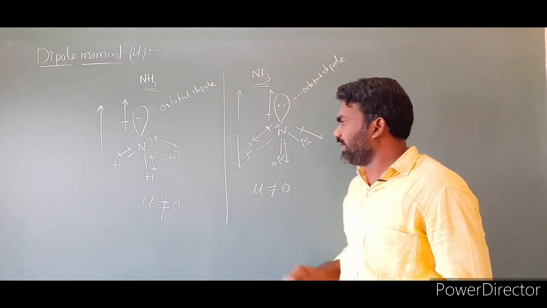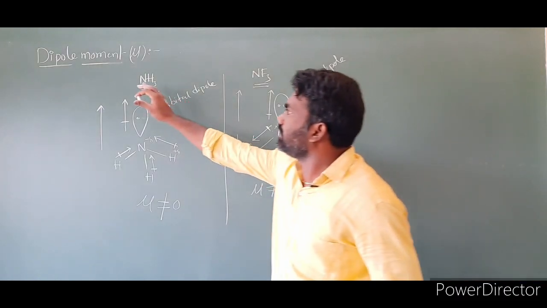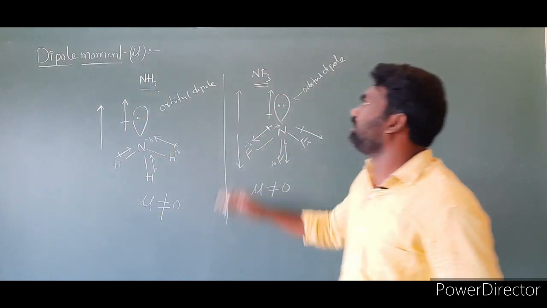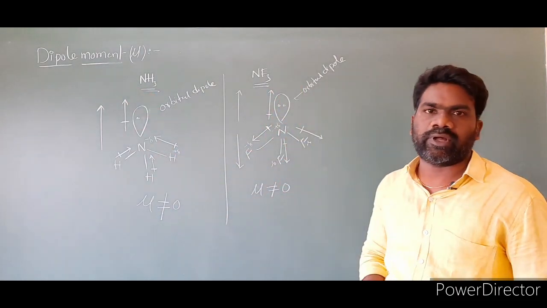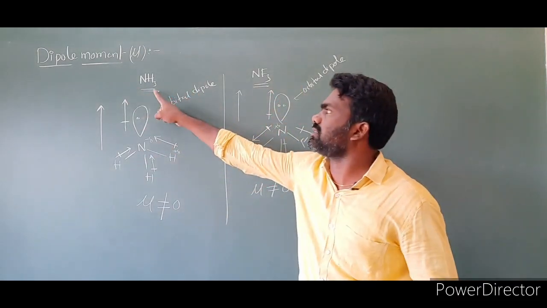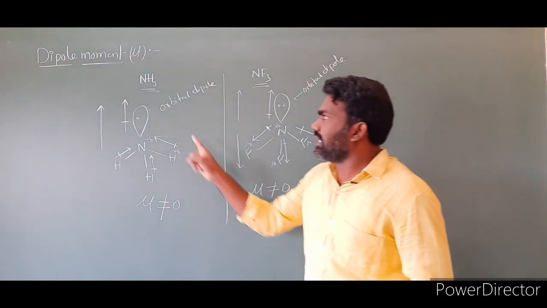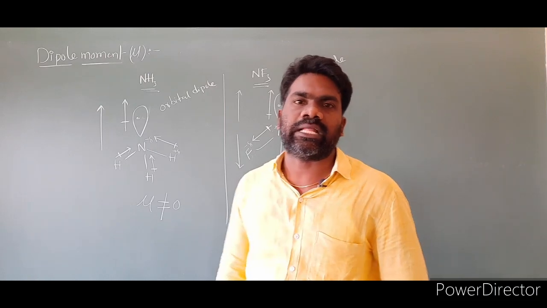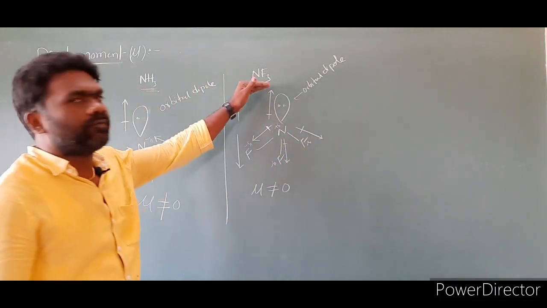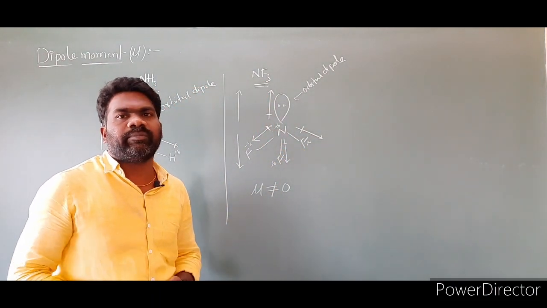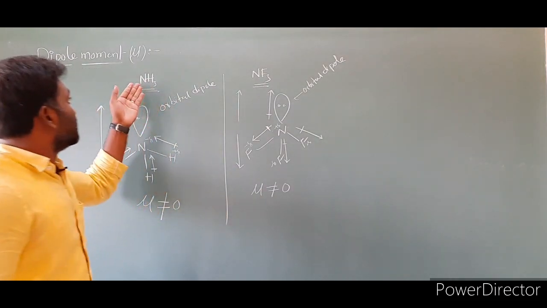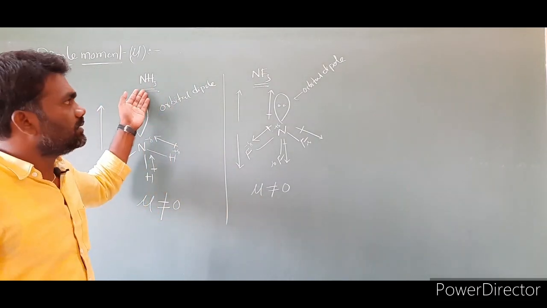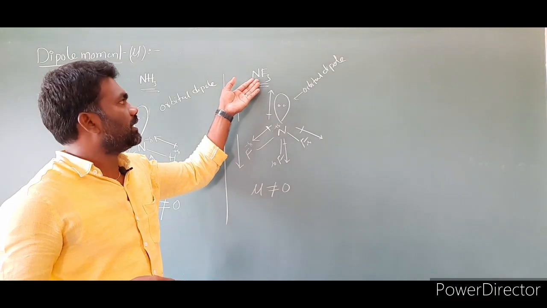Now the point is we have to compare the dipole moments of the NH3 molecule and the NF3 molecule. The dipole moment of the NH3 molecule is greater than the dipole moment of the NF3 molecule. What is the reason behind it? So why is it so? The NH3 molecule dipole moment is greater than the dipole moment of the NF3 molecule.